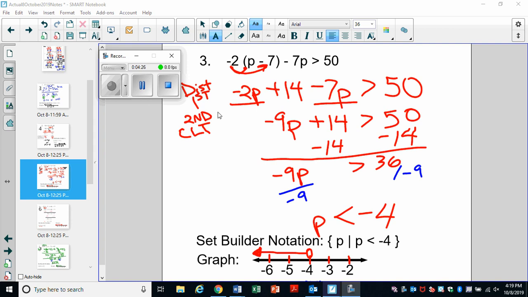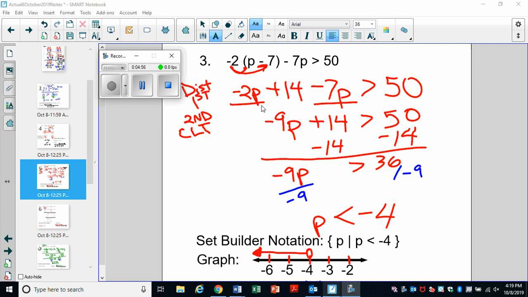Okay, number 3 we did in class. Distribute first, negative 2 times p, negative 2 times negative 7, negative 2p plus 14 minus 7p is greater than 50. Now this side, you need to combine the negative 2p and the negative 7p. As a result, we have negative 9p. The plus 14 comes on down for the ride.